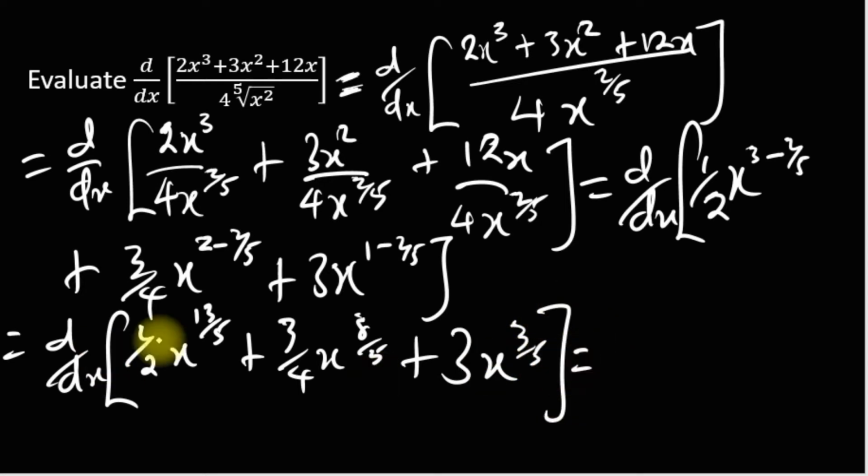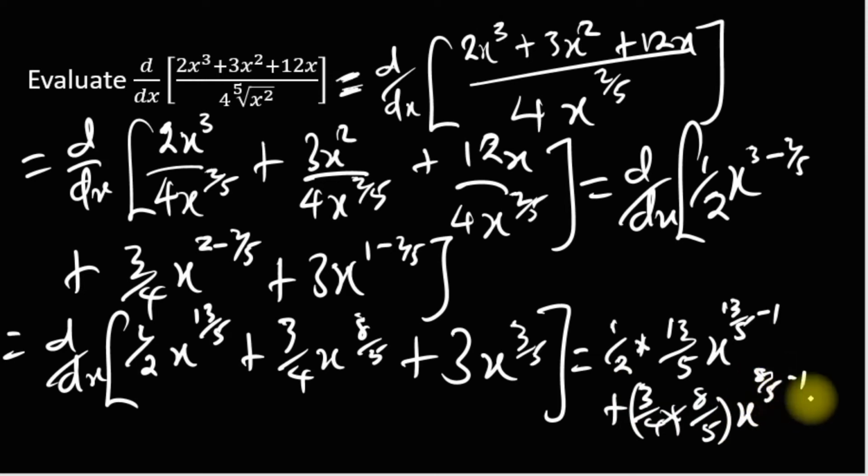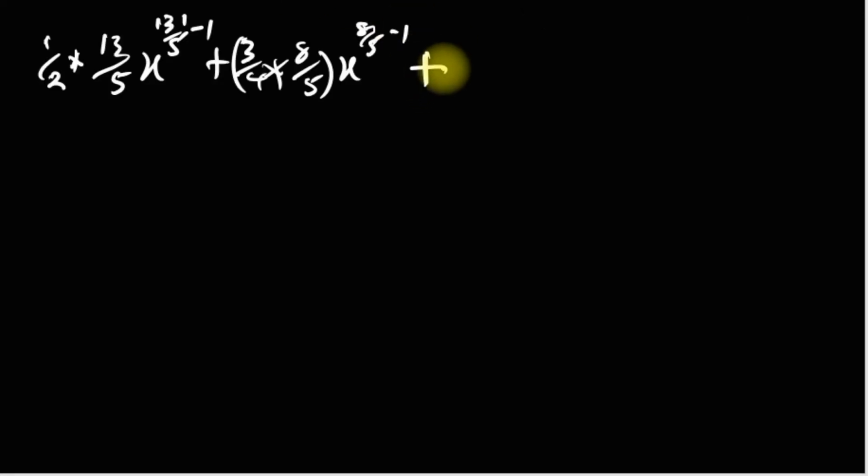So with that we can now get the derivative. The derivative is now half times 13 over 5 x raised to power 13 over 5 minus 1, plus 3 over 4 times 8 over 5 x raised to power 8 over 5 minus 1, and finally plus 3 times 3 over 5 x raised to power 3 over 5 minus 1.